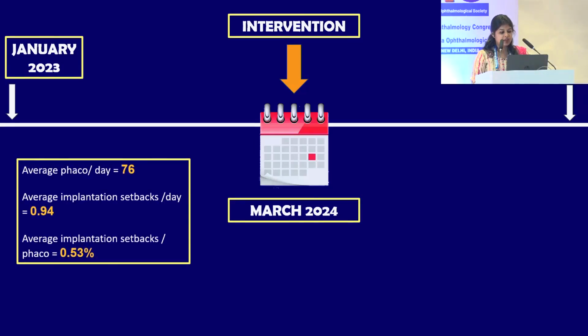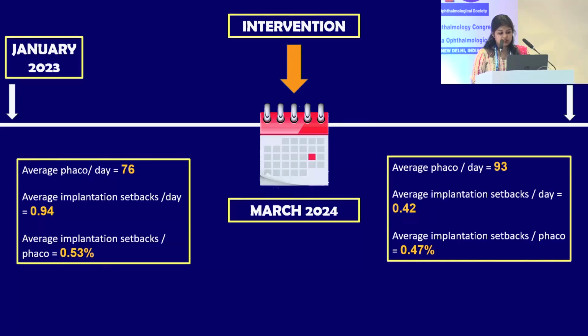And we found that before implementation, the average phaco per day was 76 and the average implantation setback per day was 0.94, and after implementation, even though the average phaco per day increased to 93, the average implantation setback was reduced significantly to 0.42.